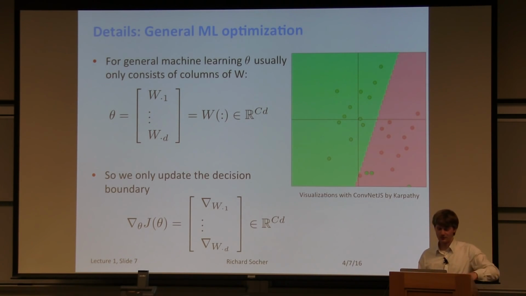And that's the only thing we would update when we update our model. We compute the gradients, and we plug that into the stochastic gradient descent method to update our theta. And in this case, all we would do is basically update this decision boundary.